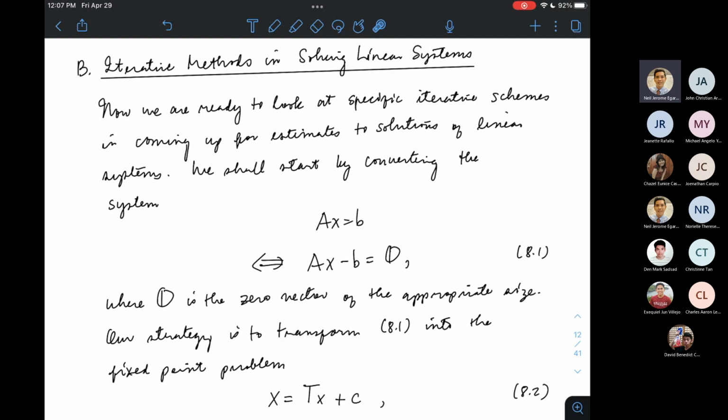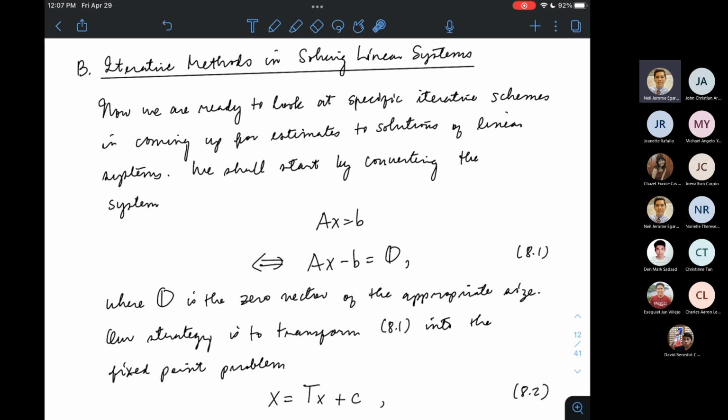Pero bago natin hanapin ano dapat yung matrix T, which we call the iteration matrix, at ano yung translating vector c, kailangan muna natin pag-usapan yung convergence ng fixed point iteration o nung equation 8.2 into a root of equation 8.1. So yun yung mga unang questions na gusto nating sagutin. And I think I posed 4 questions towards the end of the lecture last time. So sagutin natin sila briefly. Tapos para makilala na natin ano yung mga iterative methods na kailangan i-implement in the laboratory exercise on Monday.